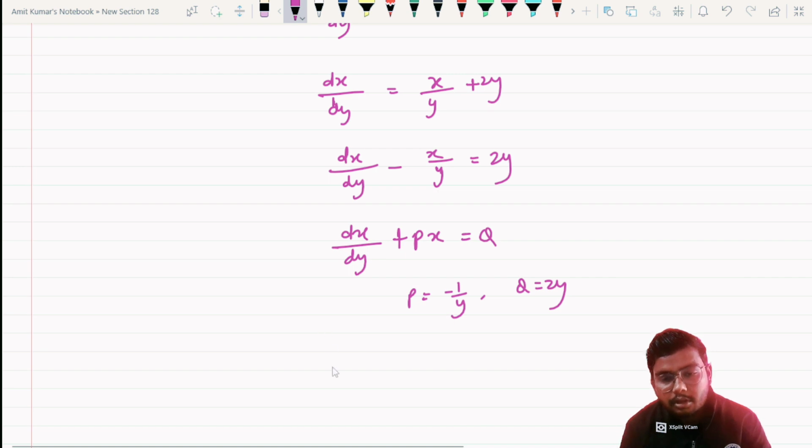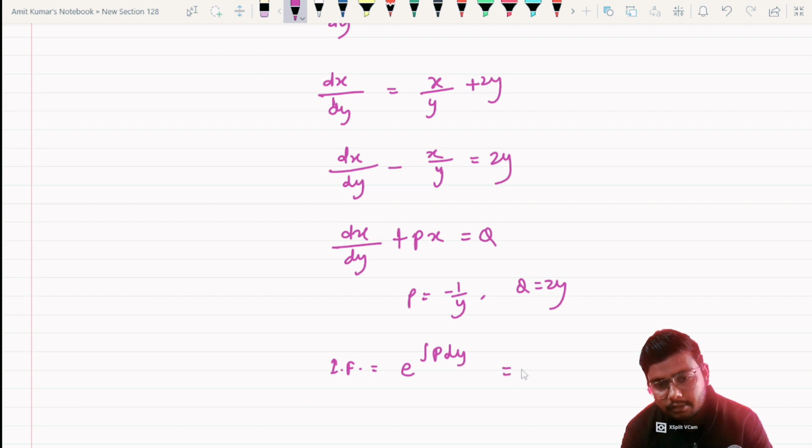Now we will calculate the integrating factor. The integrating factor is e to the power integral of P. Here P and Q are functions of y, that's why we will be writing dy. So e to the power integral of P, where P is minus 1 by y, so we take the minus out, then 1 by y, and we write dy.